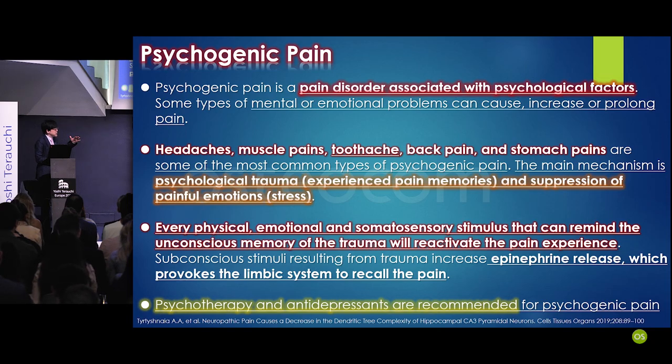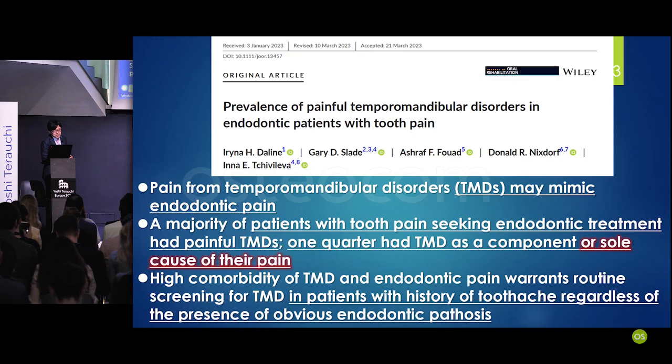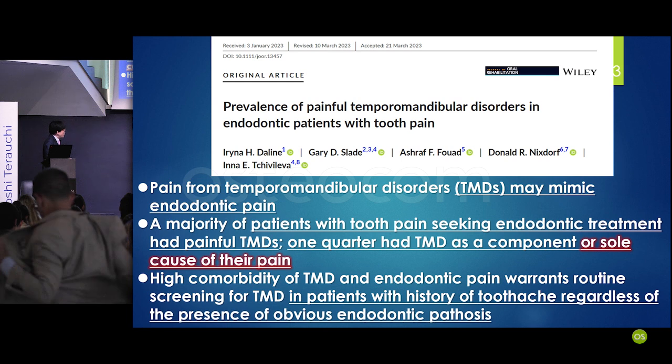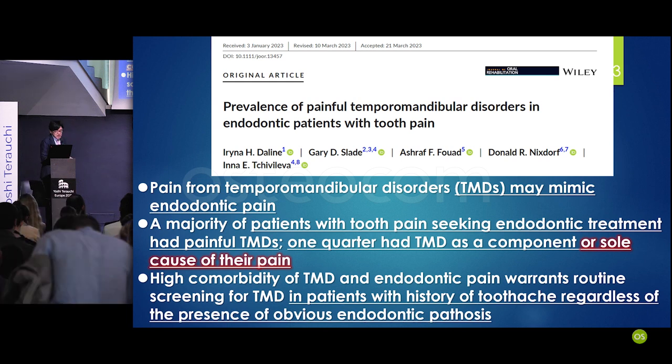Psychogenic pain occurs because the pain threshold is lowered. If the pain threshold goes down, it's easy to remember something bad from your experience. This is called PTSD. Also, pain from temporomandibular disorders may mimic endodontic pain, according to this study. The majority of the patients with tooth pain seeking endodontic treatment had painful TMDs. A quarter had TMD as a component or sole cause of their pain.